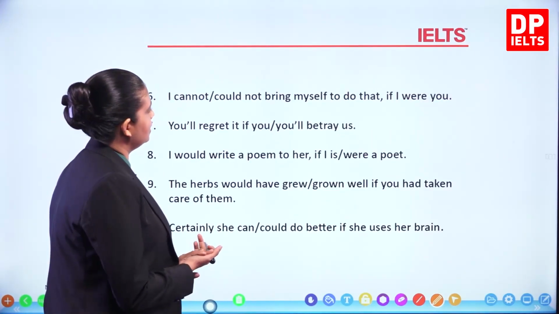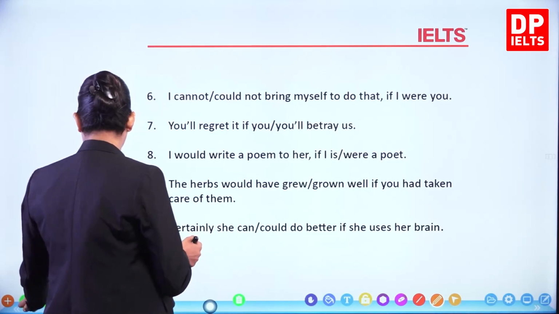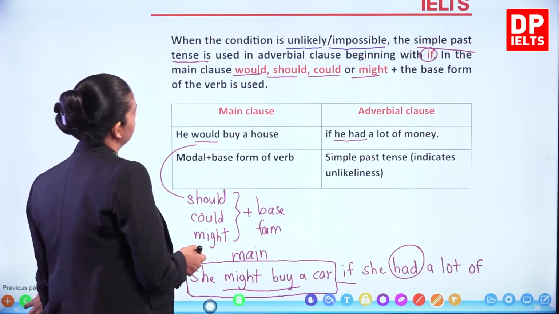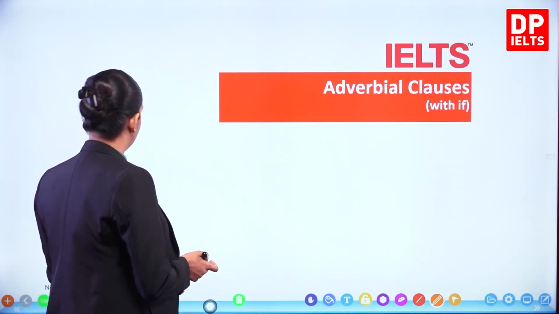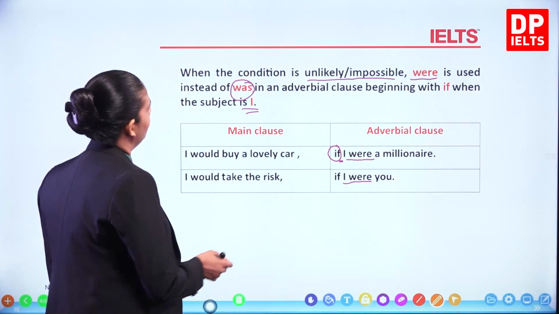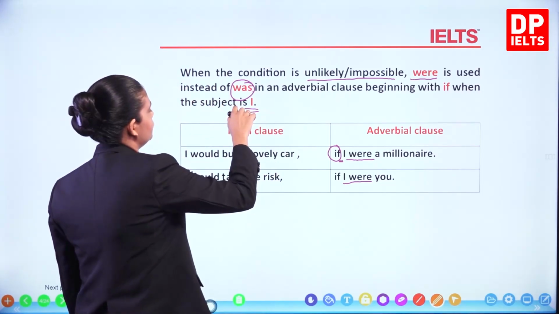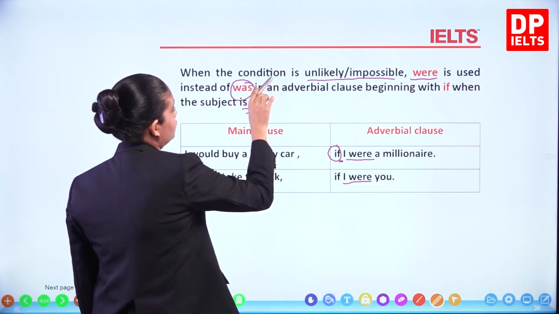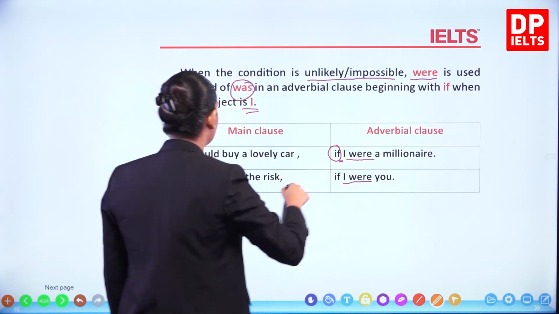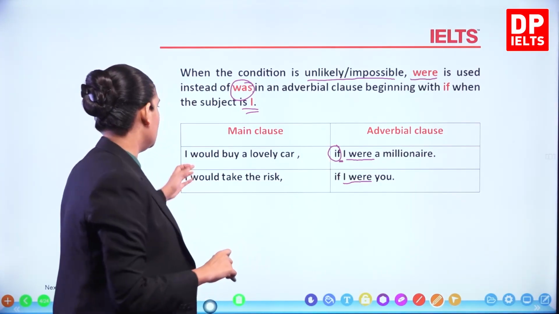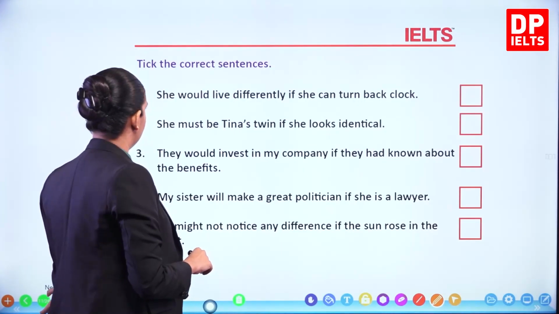I could not bring myself to do it if I were you. Now this is the I were rule, okay? So what does it tell you here? This one here. When the condition is unlikely or impossible, were is used with was. Were is used instead of was when the adverbial clause is beginning with if and the subject is I, right? So would plus the base form of the verb. Would, should, could, that could come up, right?